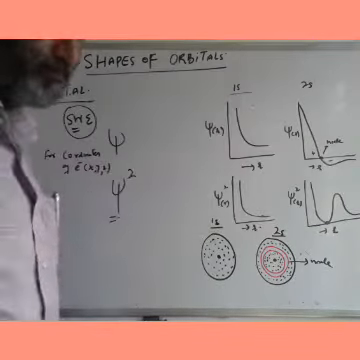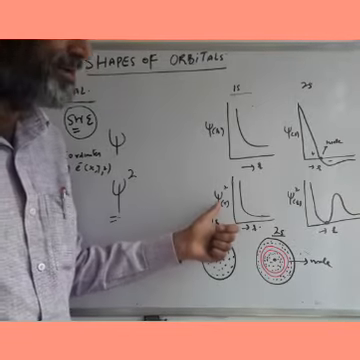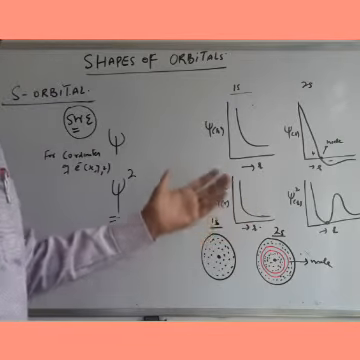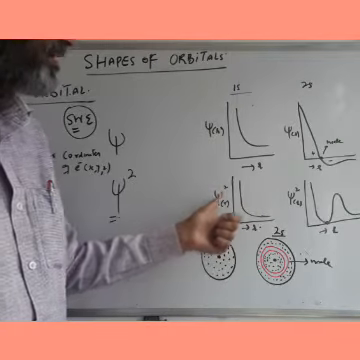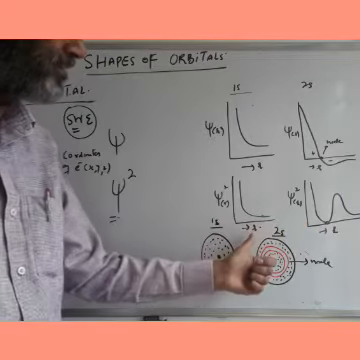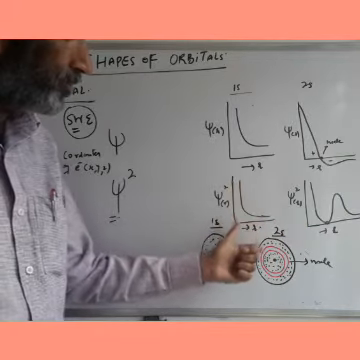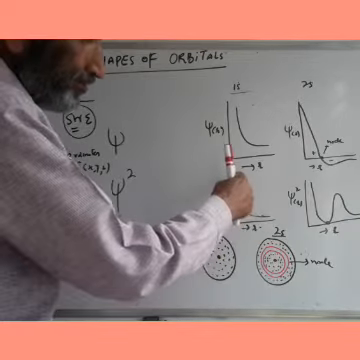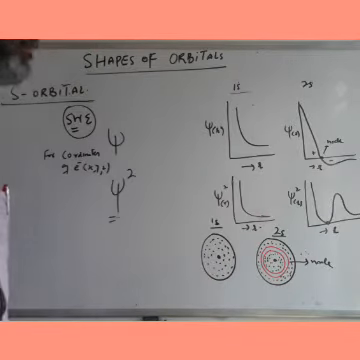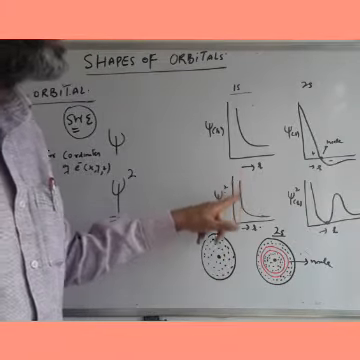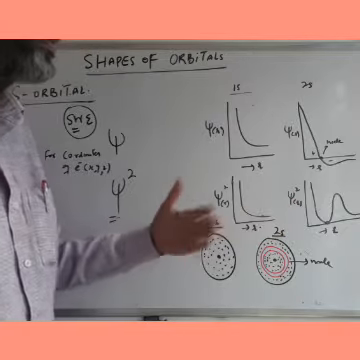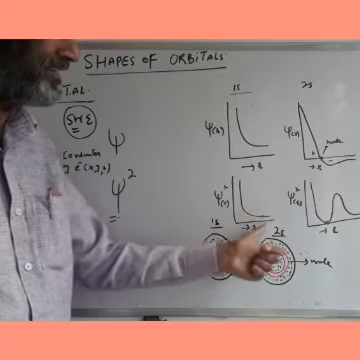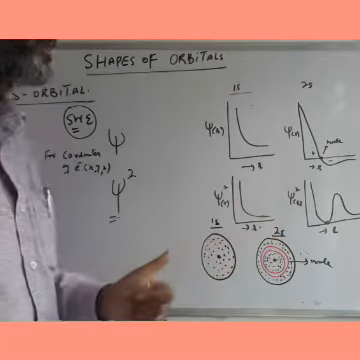In the case of the 1s orbital, the probability of finding the electron, that is, the variation of probability with distance r from the nucleus: the farther we go from the nucleus, the probability of finding the electron in the 1s orbital decreases. So the probability of a 1s electron decreases with the distance from the nucleus.